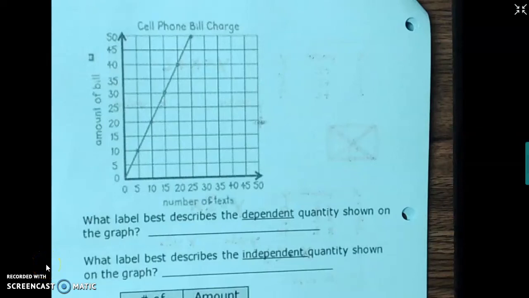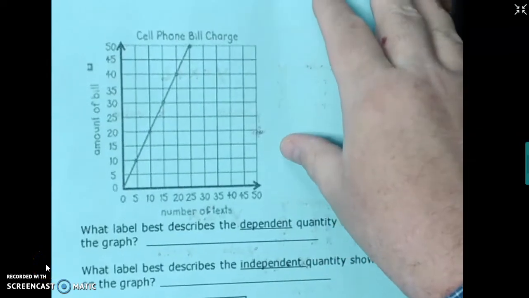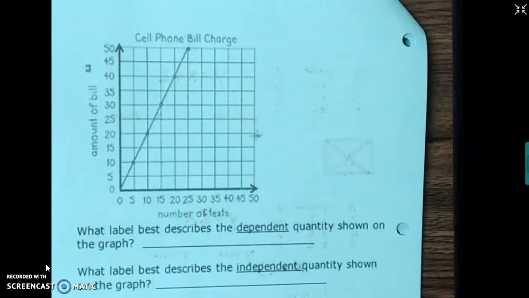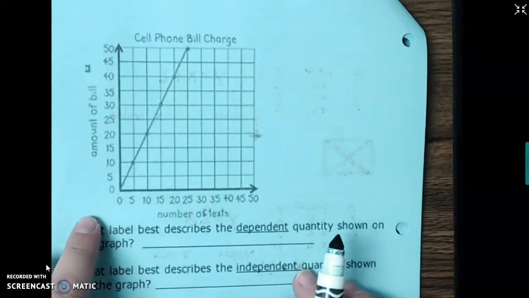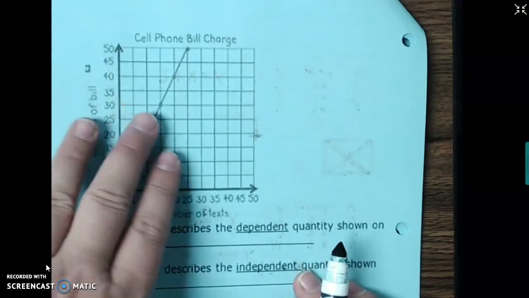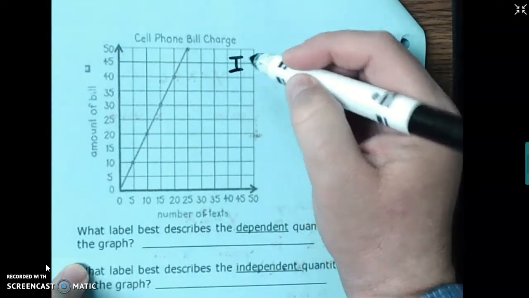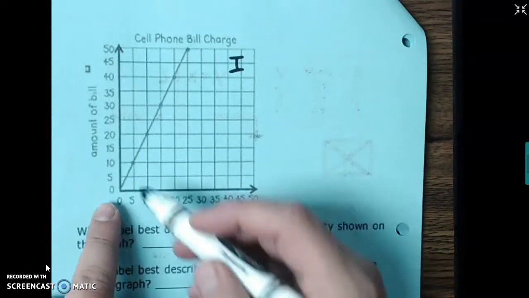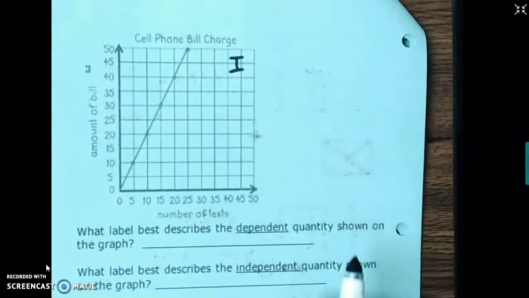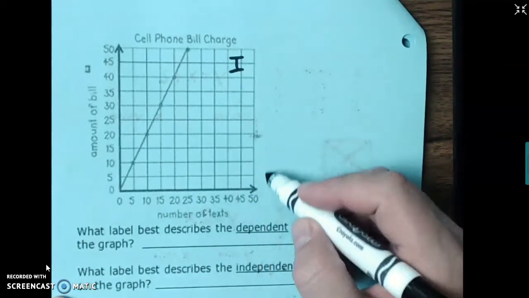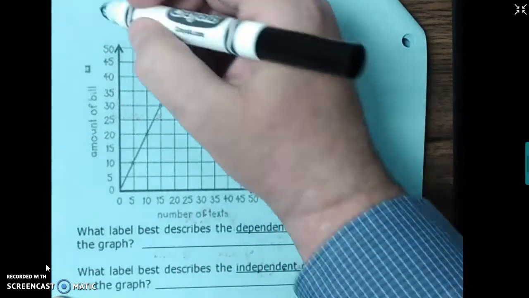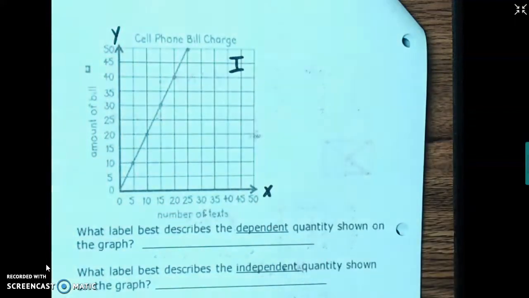Okay, the second part of what you need to know today is about the variables. We have what we call independent and dependent variables. So, again, we're going to go back to graphing in quadrant 1. This is quadrant 1. Everything in here is positive. All my numbers are positive. That means I'm in quadrant 1. And I'm going to go ahead and label my x and y axis because that is super important right now.